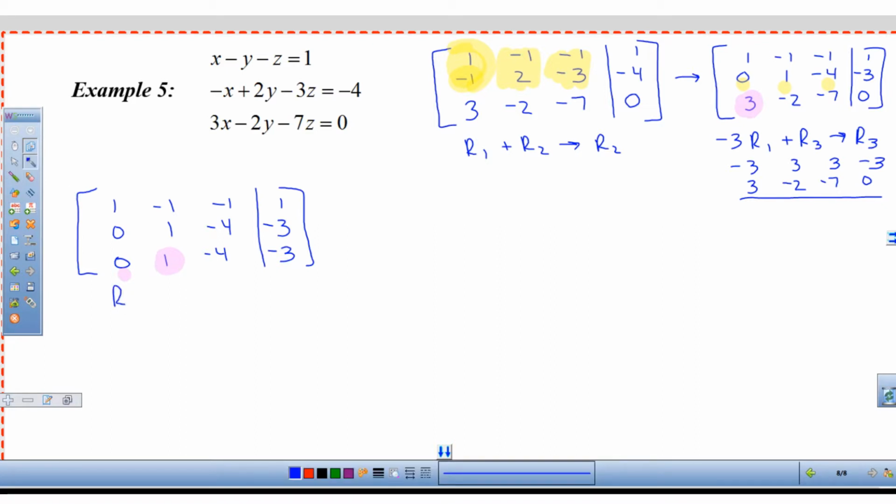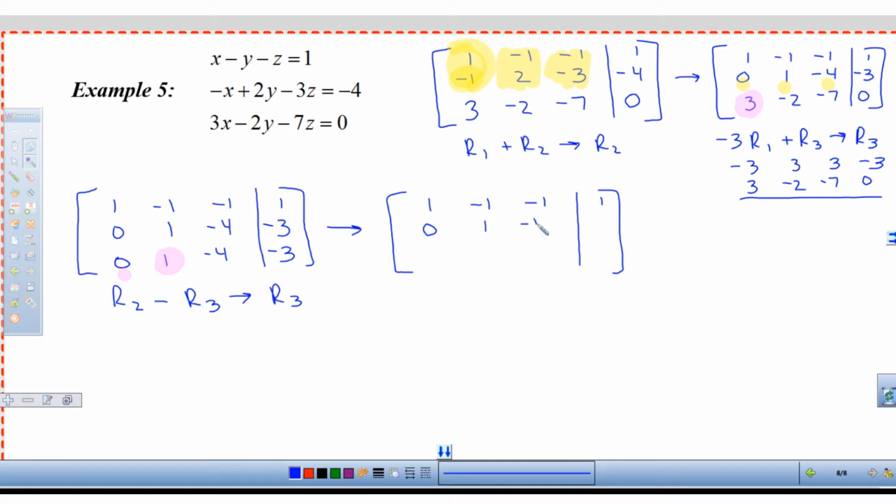Well, I'm just going to go row 2 minus row 3 becomes my new row 3. I could also do row 3 minus row 2. So I have 1, negative 1, solid line 1. Underneath, 0, 1, negative 4, negative 3. Row 2 minus row 3. Now watch. 0 subtract 0, 0. 1 minus 1, 0. Negative 4 minus a negative 4.